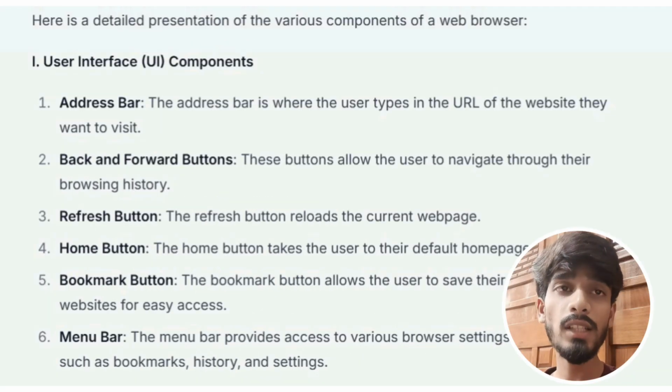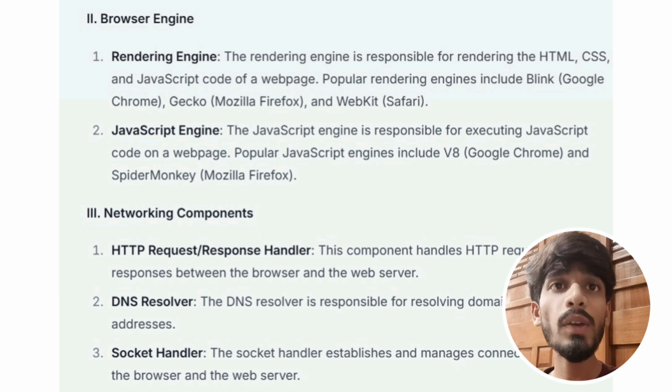Next, let us discuss various components of a web browser. First, user interface components. In this, we have the address bar, back and forward buttons, refresh button, home button, bookmark button, menu bar. Next is the browser engine. In this, we have the rendering engine and JavaScript engine. The rendering engine is responsible for rendering the HTML, CSS and JavaScript code of a web page. Next, the JavaScript engine is responsible for executing JavaScript code on a web page.